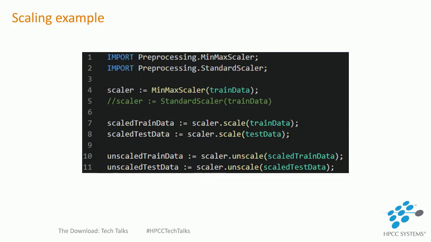So this is scaling, an example of using the minimal scalar. On line 4, you have the scalar which is initialized with some training data, and then you will use it to scale and unscale your data.